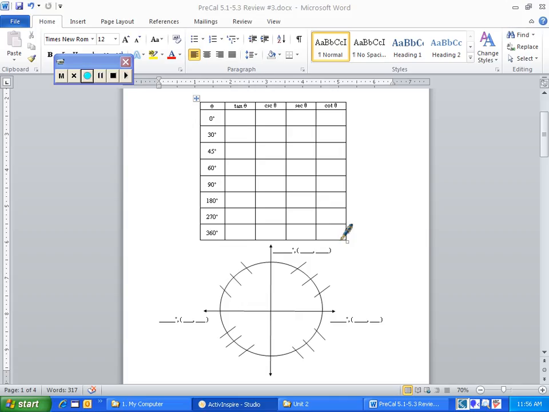Okay, now for the cosecant. Remember, cosecant is 1 over sine. So we look at our sine value at 0, and it's 0. So 1 over 0 is undefined. Now moving on to 90, our value at sine is 1, so 1 over 1 is 1. Go over to 180. 1 over 0 is undefined. Go down to 270. 1 over negative 1 is negative 1. And then back to 360, it will be the same answer as 0, which is undefined.